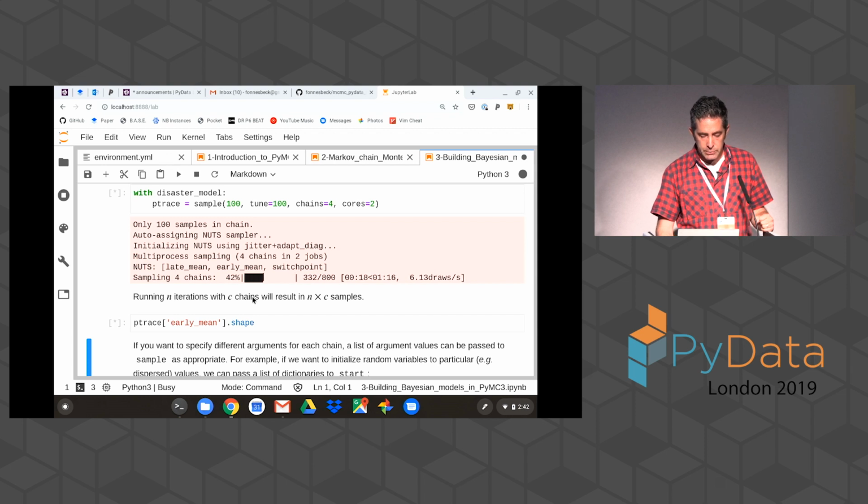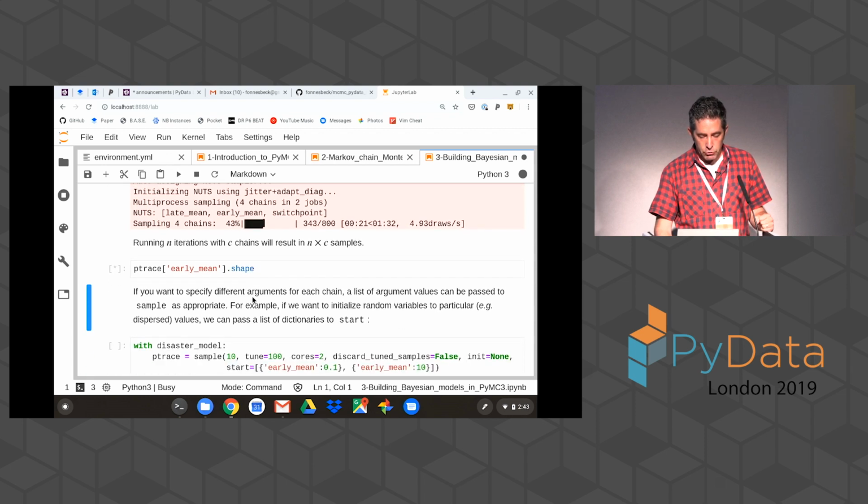I'm not sure why this one's running so slow. Probably because I'm on a Chromebook.